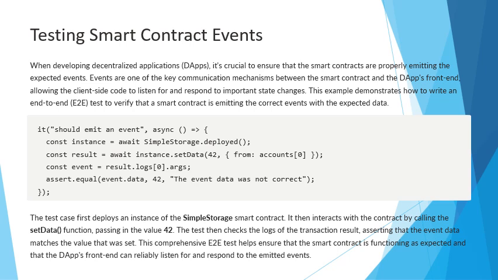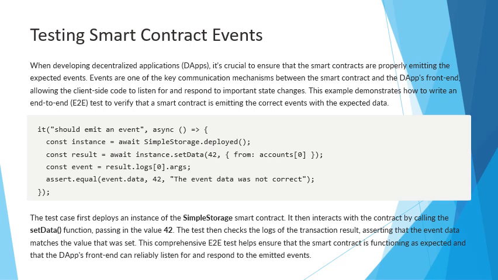When developing DApps, it's crucial to ensure that the smart contracts are properly emitting the expected events. Events are one of the key communication mechanisms between the smart contract and the DApp's front end, allowing the client-side code to listen for and respond to important state changes.